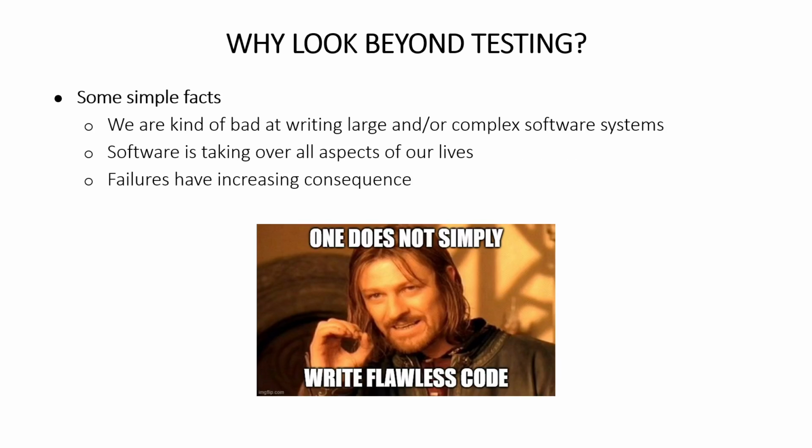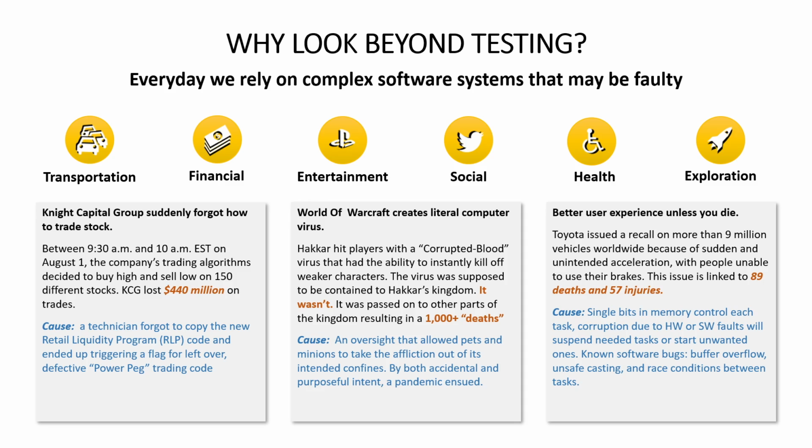And finally, people are usually bad at writing large and complex software systems, but software is taking over all kinds of aspects of our life, and failures have increasing consequences. So I don't know, who has ever written flawless code? Raise your hand, please. No? Yeah, me neither. It usually has some bugs.